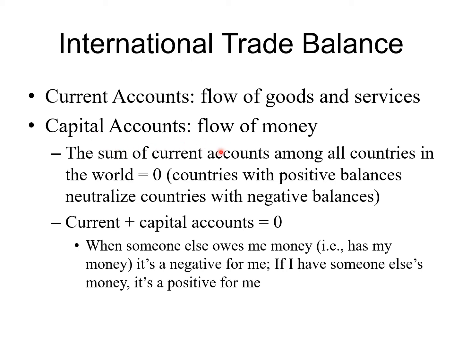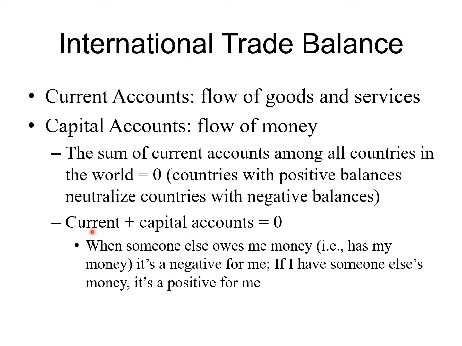The sum of all current accounts among all countries, and the sum of all capital accounts for that matter, when you sum it all together, it is zero. Okay, if one country exports $100 worth, then another country has to be importing that $100 worth. And so the balance between the two sums to zero. Furthermore, current accounts plus capital accounts add up to zero. Because if a country sells $100, then $100 is held in their account. All right. If we sell $100, then another country owes us $100.